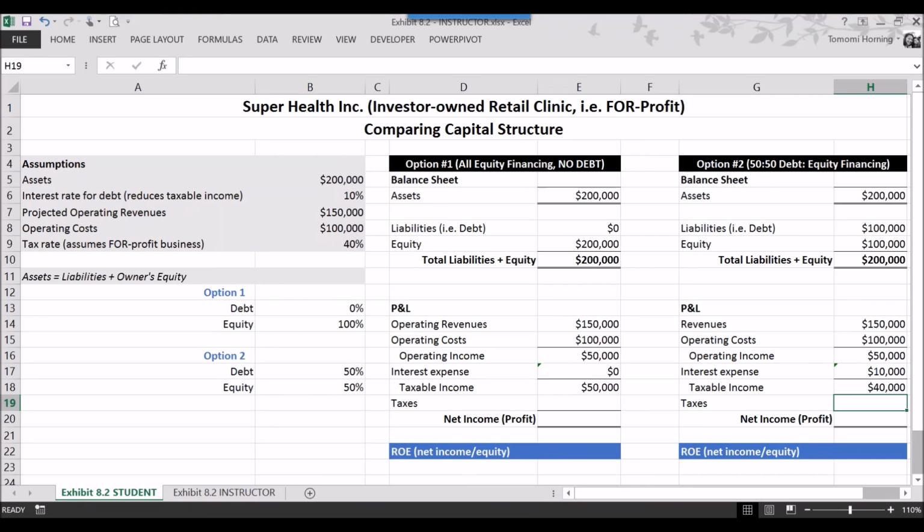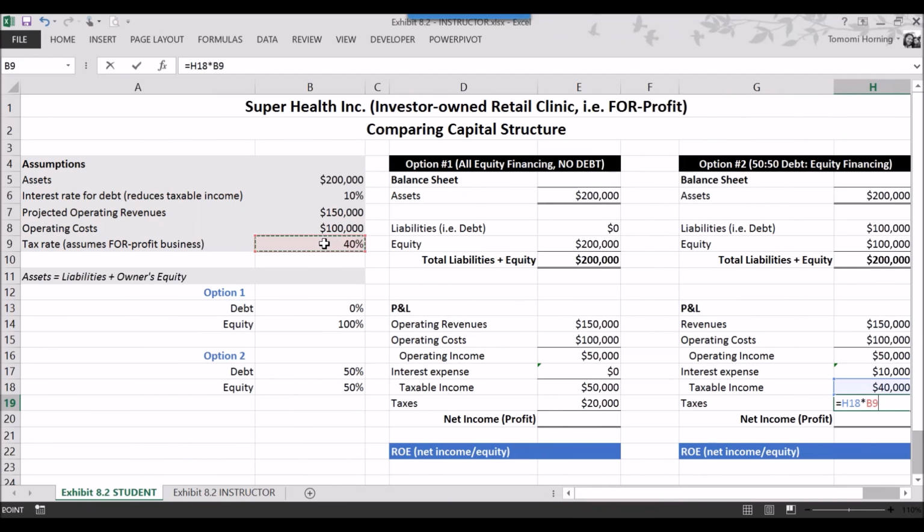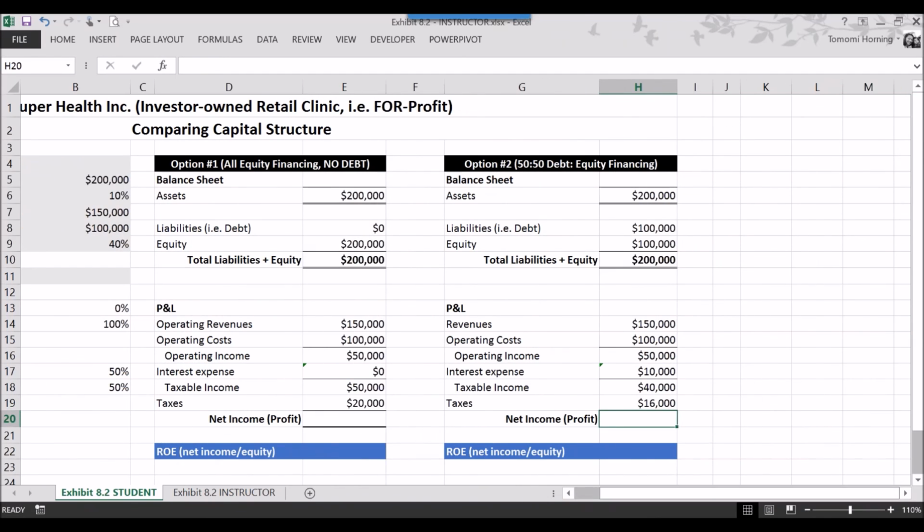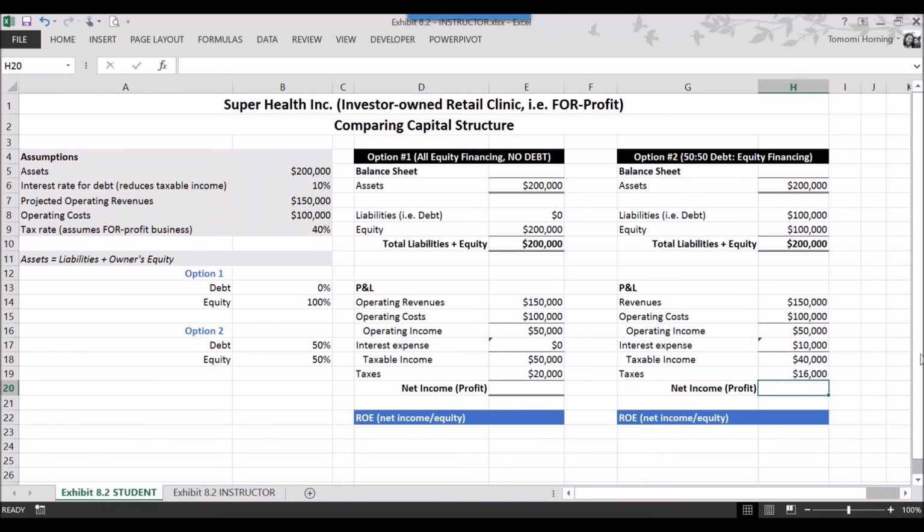Okay? Now, this is where the taxes come into play. The tax rate is 40% up here. Well, our taxable income in scenario 1 is $50,000. So we're going to take that times our tax rate of 40%. So our taxes are going to be $20,000. If I just copy that, $40,000 times our tax rate. So our tax liability, sorry, my screen's jumping around on you. Tax liability is $16,000 in the case of the 50-50 capital structure. All right, so net income, again, is pretty easy to calculate. It's your taxable income minus your taxes.